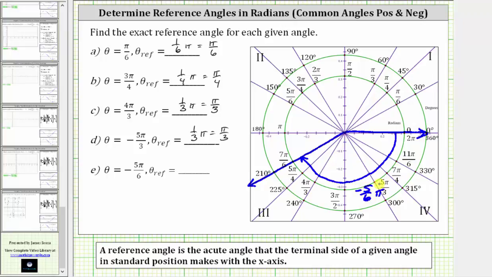The reference angle is the acute angle formed by this terminal side and the negative x-axis, which is this angle here. Again, by counting by 1/6 pi radians, we can see if we rotate another 1/6 pi radians, we are along the negative x-axis, and therefore the reference angle is 1/6 pi radians, which we can also express as pi over 6 radians.